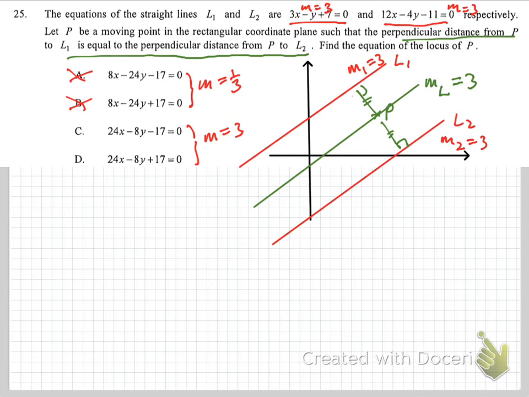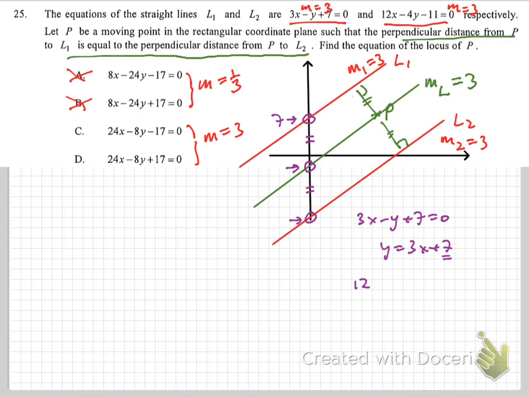Now, here is a non-standard thing about this one. To get the correct answer between C and D, you have to look at the y-intercept. Knowing that P is midway between L1 and L2, the y-intercept of the locus shall be the midpoint between the y-intercepts of L1 and L2. So we have to get the intercepts. 3x minus y plus 7 equals 0. So one of the intercepts is 7.